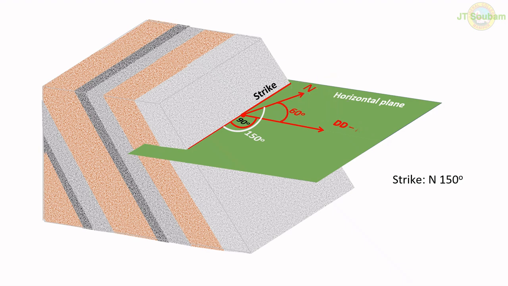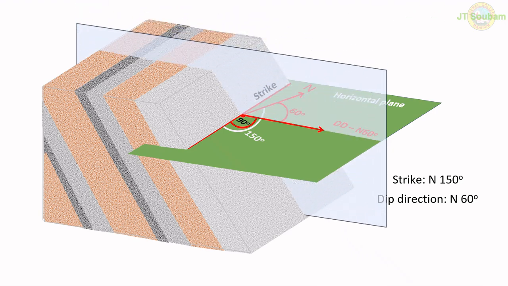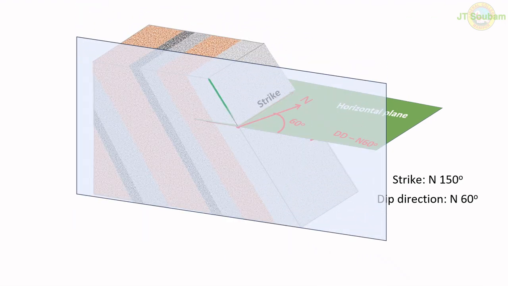The value of dip itself is the angle between the inclined surface and the horizontal, measured in the dip direction. For instance, if the surface is tilted at 50 degrees, we say the dip is 50 degrees towards N 60 degrees. So, to sum up, strike tells us the direction of a horizontal line on the plane, and dip tells us how steeply and in which direction the plane is inclined.